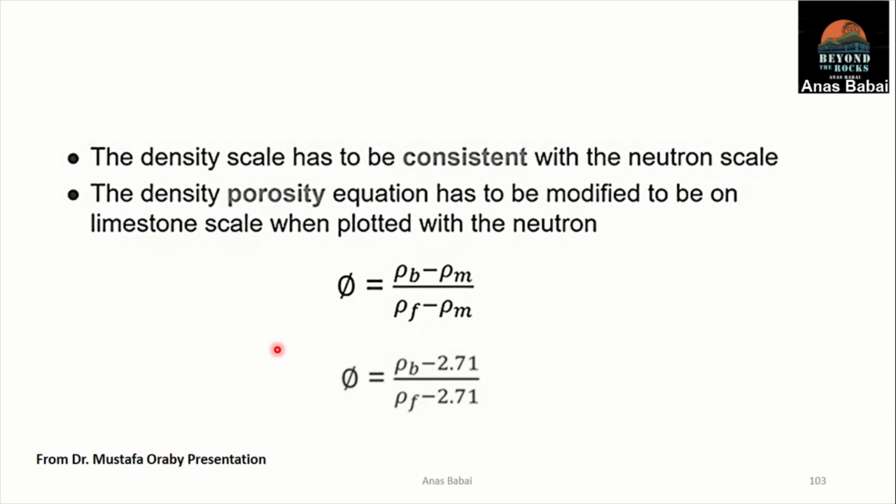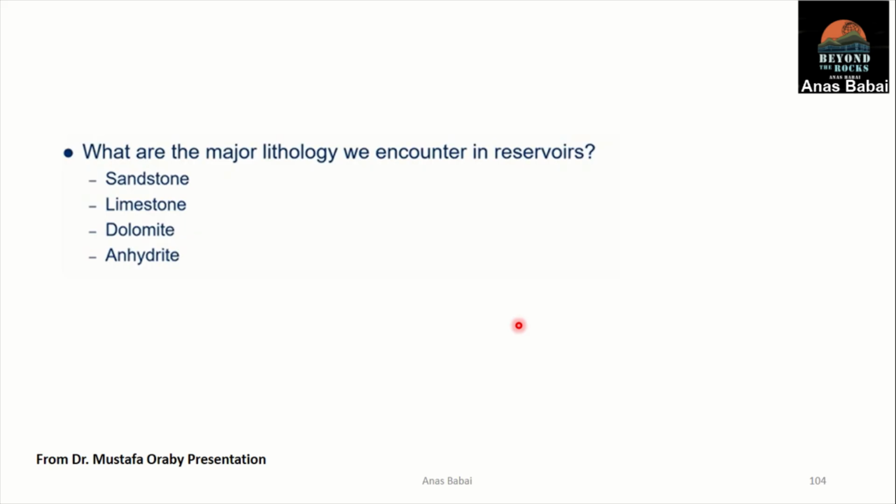Now the density scale, as we said, has to be consistent with the neutron scale because they are both in the same track. That means because neutron is always in limestone scale, the density porosity equation has to be modified to be in limestone scale. And how we can do this modification is very simple, by substituting the value of rho matrix with the matrix of the limestone, which is 2.71. So we are assuming that our matrix is limestone. And we have the fluid, we know which type of fluid is there, and we can easily get the bulk density, so we can calculate the porosity.